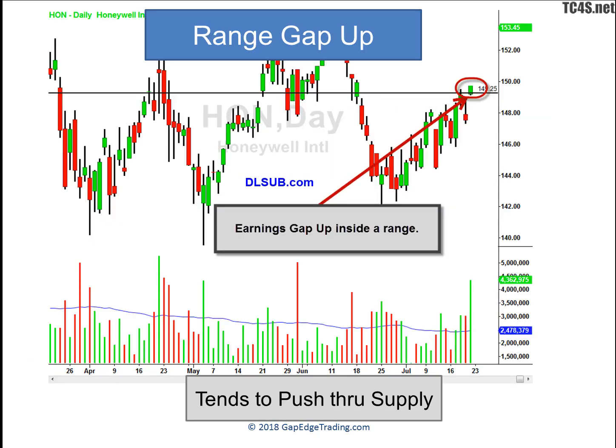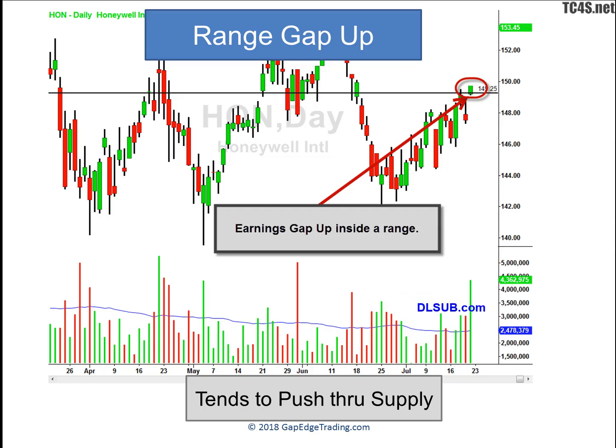So this is a range gap, right? It hasn't gapped up too much, but it gapped up over the previous day, potentially pushing up into 149, 150. So this is an earnings gap up inside of a range. And these stocks don't do most of their work in the pre and post market. The range ones do most of the work during the trading day.